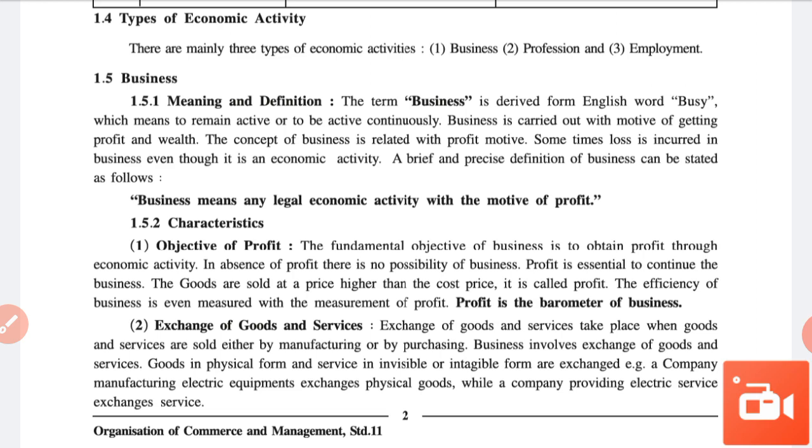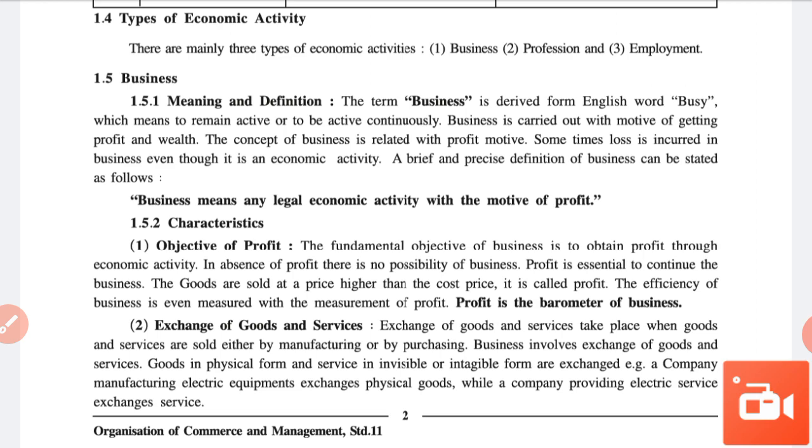The concept of business is related with profit motive. Sometimes loss is incurred in business even though it is an economic activity. There is no surety about profit at all times. In economic activities profit is generally made, but sometimes loss is also incurred. Still, business is an economic activity.